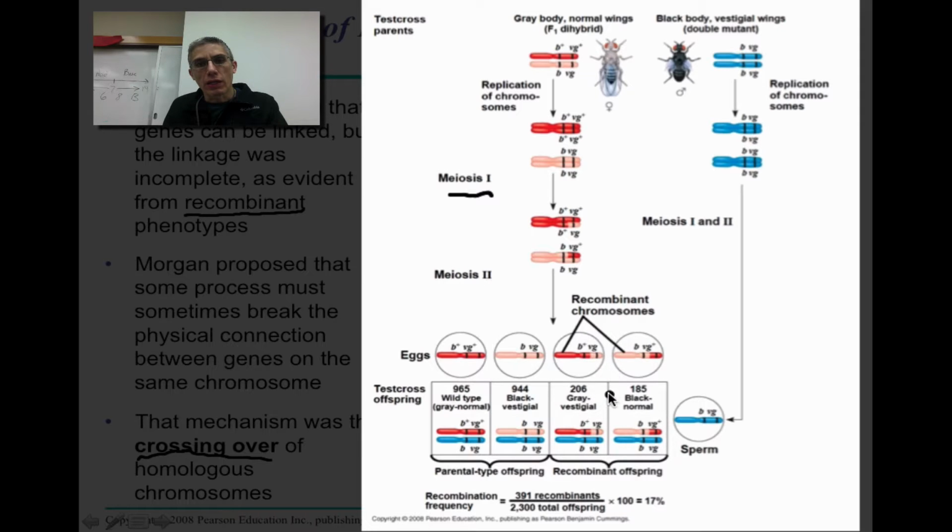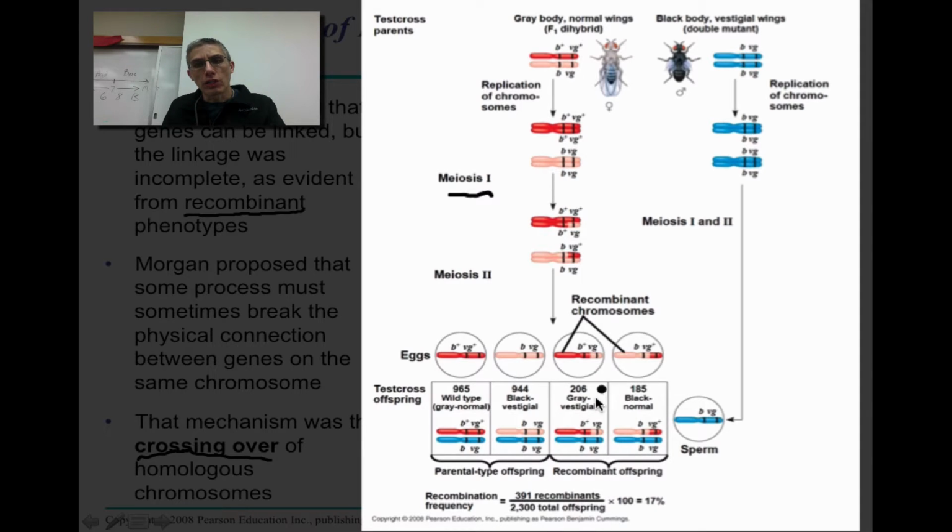What we end up getting is a ratio that's a little bit different. Primarily, we have the parental type offspring, the ones that resemble the parents, which is kind of what we would expect to happen. But the recombinant offspring also occur as a result of that crossing over. They don't occur in as great numbers, because crossing over doesn't occur all the time, but they are present. So what we do is we take those numbers and calculate something called recombination frequency.